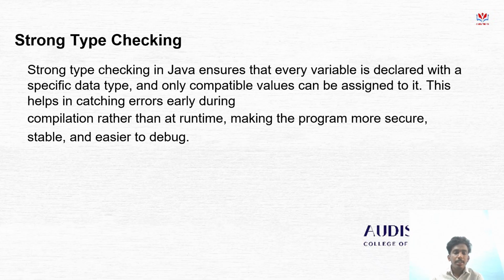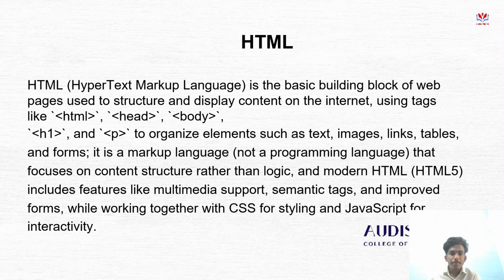This makes programs more secure and stable and easier to debug in Java programming. Most applications are developed in Java, and web applications are mostly developed using HTML. It is known as Hypertext Markup Language. It is the basic building block of web pages, used to structure and display content on the internet using tags like html, head, body, h1, and p for paragraph. These are the most commonly used tags in HTML. It handles text, images, links, tables, and forms.